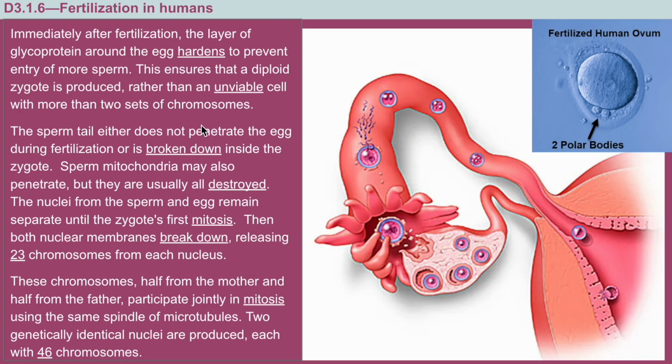Now the sperm tail either doesn't penetrate the egg or gets broken down inside the zygote. Same goes with the mitochondria. And so all the organelles in the eventual zygote are coming from the egg.